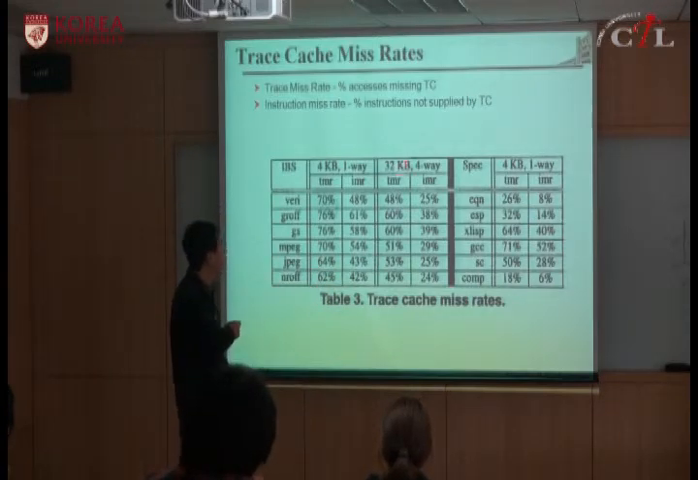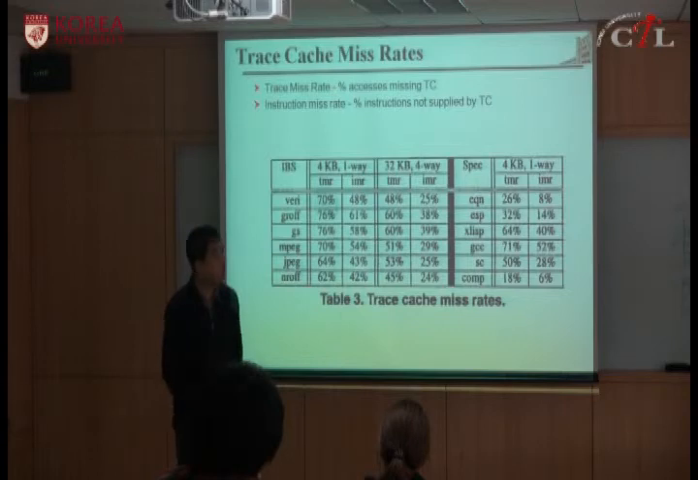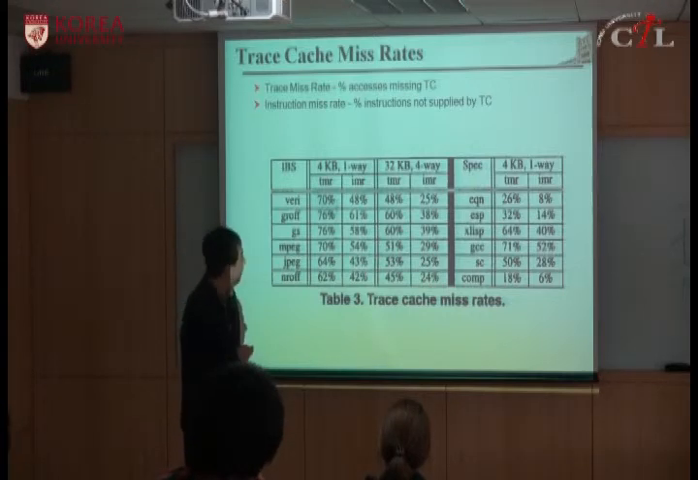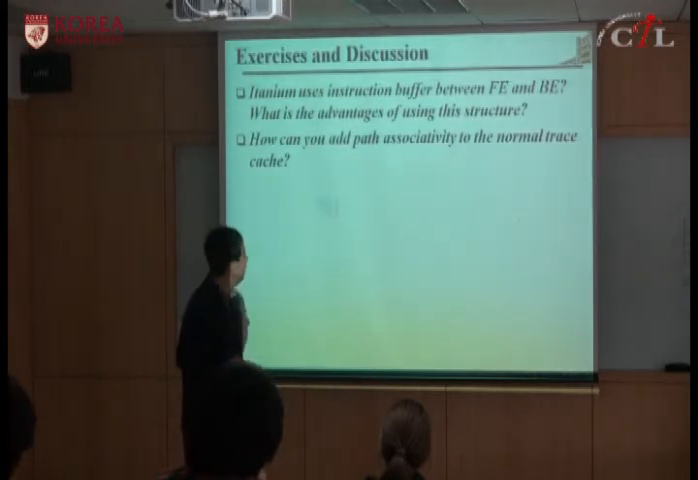And if you increase this cache size to 32 kilobytes with 4-way associative cache, this 70% miss rate for IBS benchmark can be reduced to about 50%, and the instruction miss rate is about 30%. And if you do the same to the spec benchmark, then it will be quite effective because this IBS is stretching or pushing pressure to the front end, but for a normal benchmark, a small trace cache is enough to have a reasonable performance. Okay? That's what they're claiming.